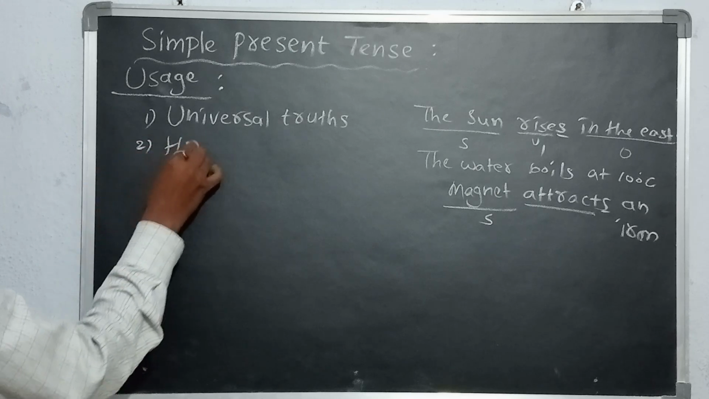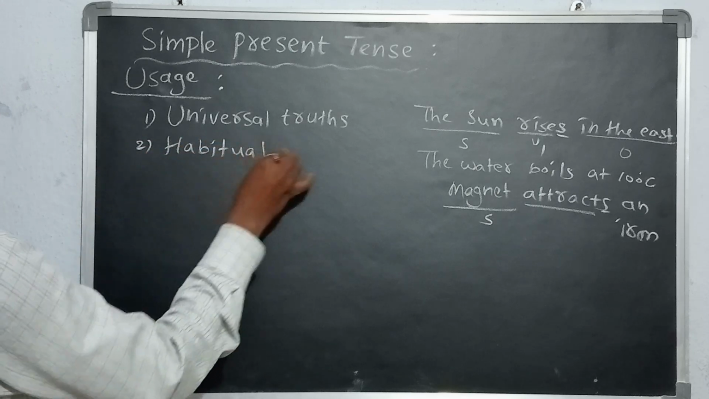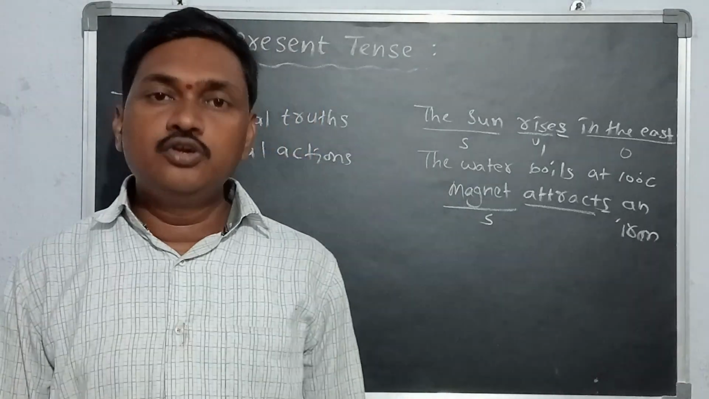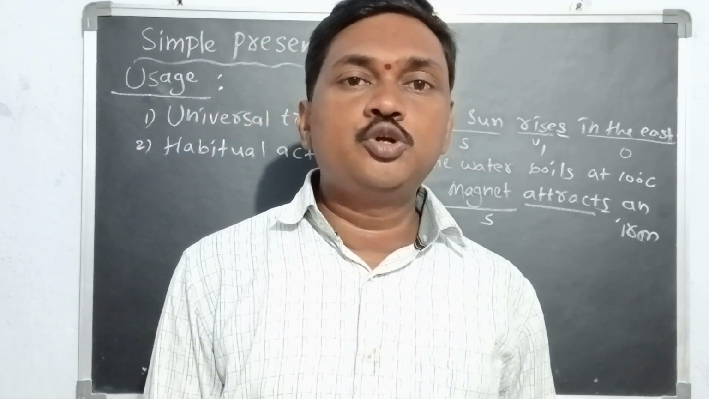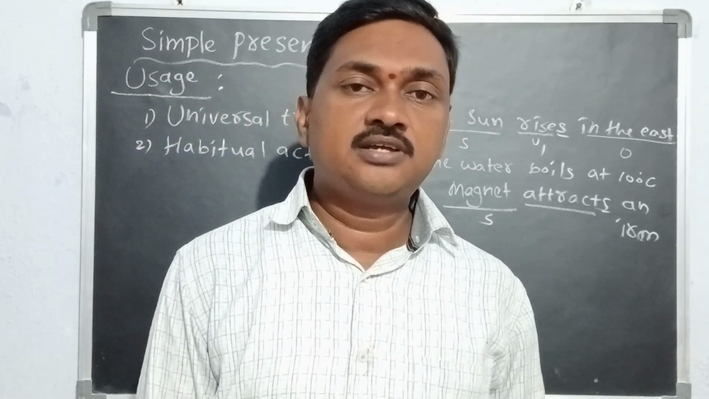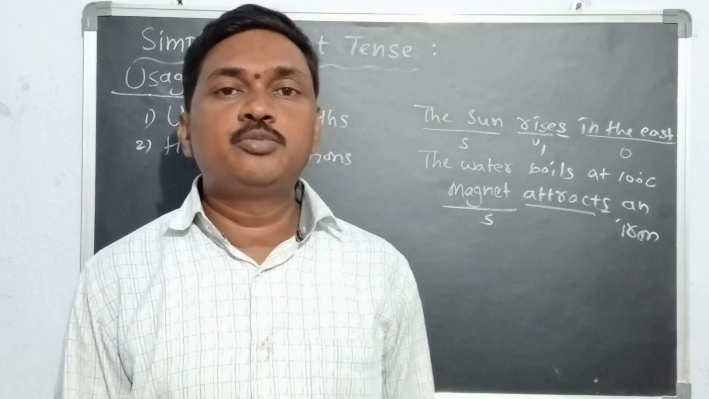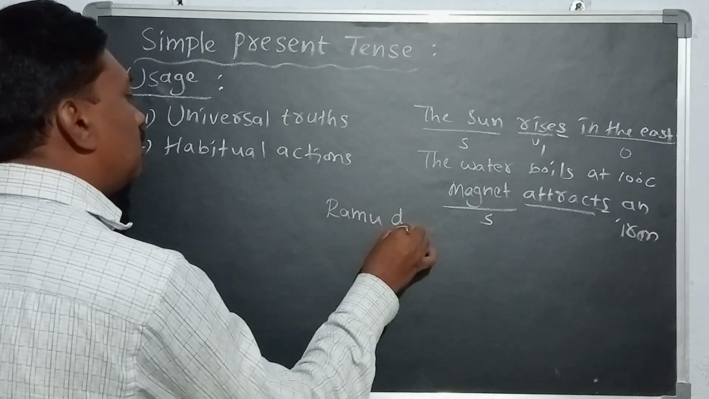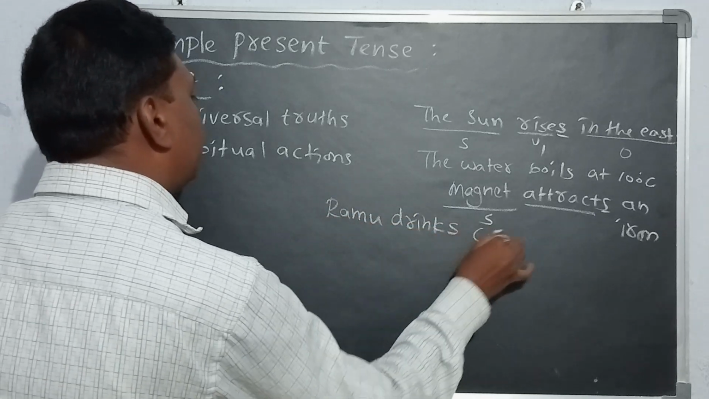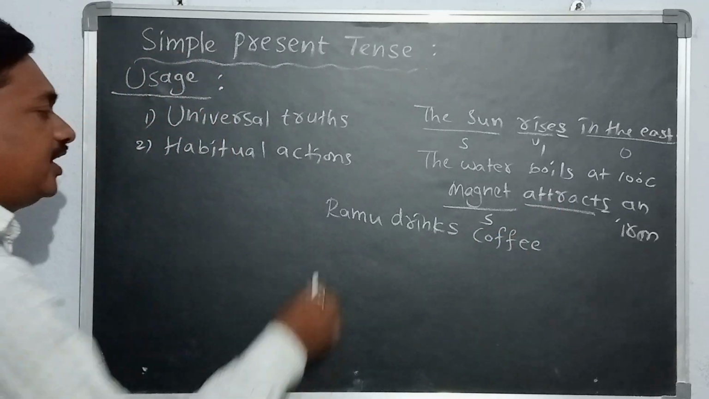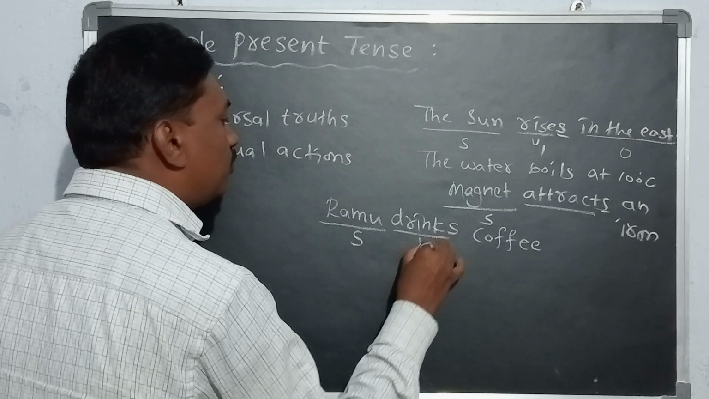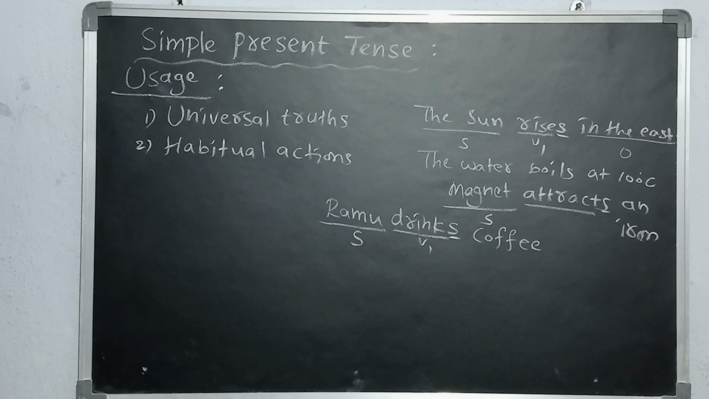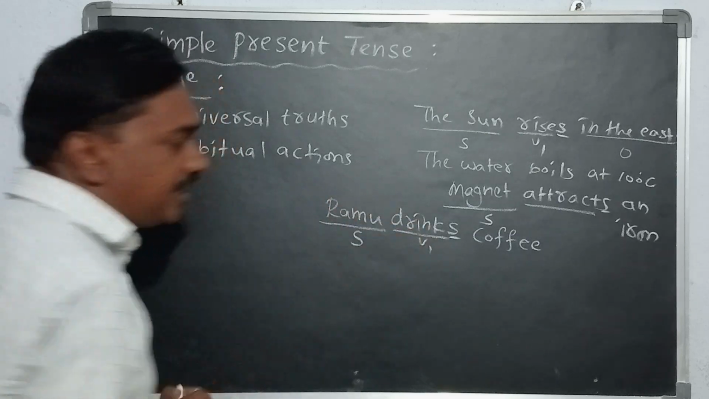Next, habitual actions. Habitual actions means habits. So if you want to express your habit, you should use simple present tense. Habits should be expressed in simple present tense. For example, Ramu drinks coffee. Ramu is the subject, drink is verb 1. This is third person singular, so the verb is added with s. Ramu drinks coffee. This is Ramu's habit.